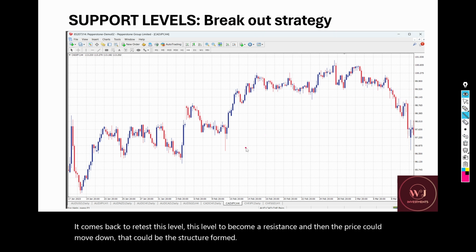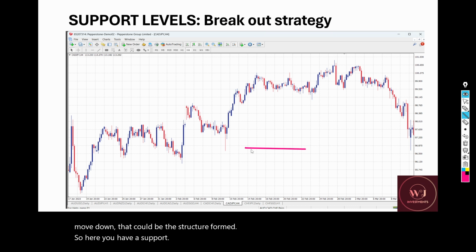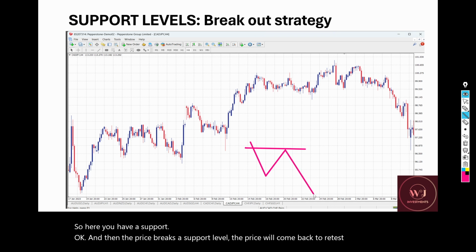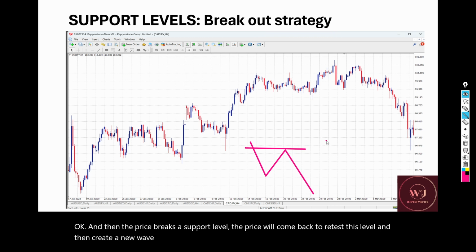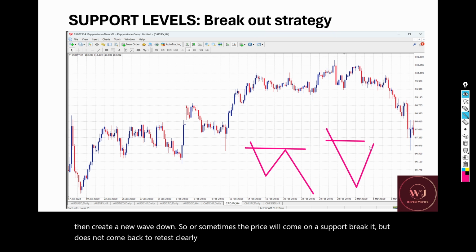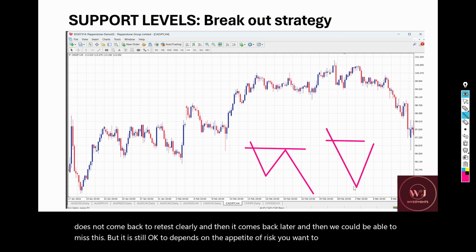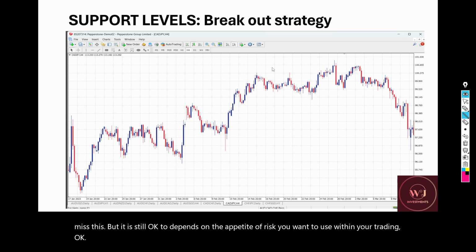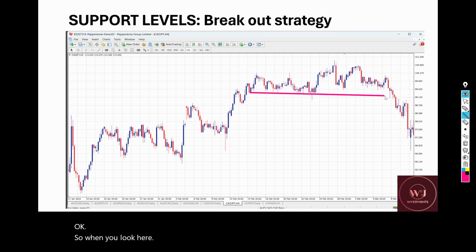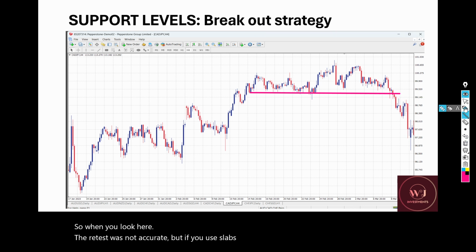So here you have a support, okay, and then the price breaks the support level. The price will come back to retest this level and then create a new wave down. Or sometimes the price will come on the support, break it, but does not come back to retest clearly, and then it comes back later, and then we could miss this, but it is still okay. It depends on the appetite of risk you want to use within your trading. So when you look here, the retest was not accurate, but if you use slabs, the retest was accurate.